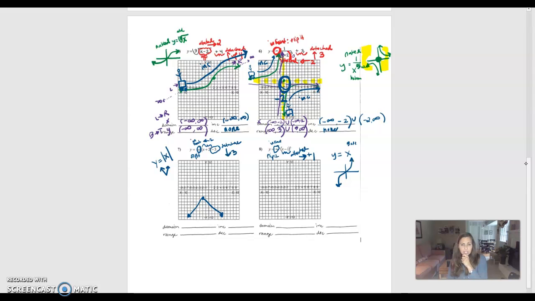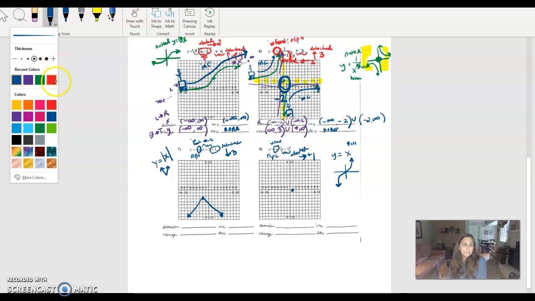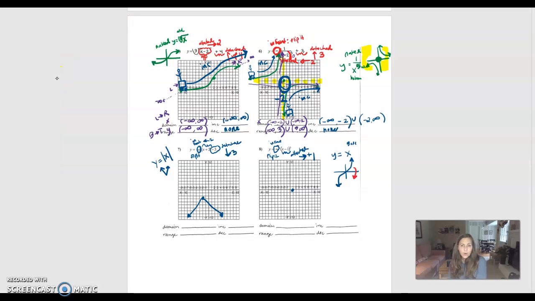I need to make my shifts, so I'm going to go to the right one, and then I need to flip it. So what that means is, let's change our colors here. If I flip it, this comes down to quadrant 4, and this flips up to quadrant 2. So my new graph is going to be like such.